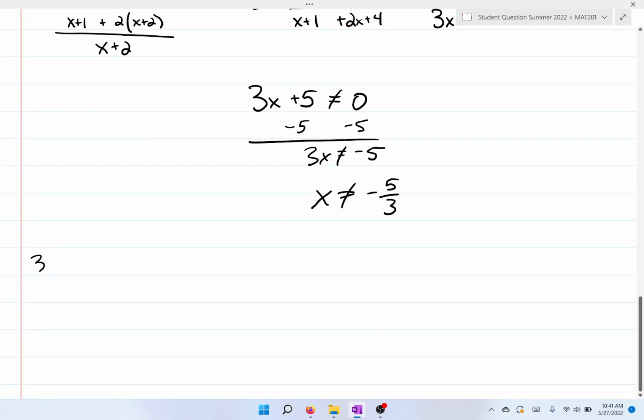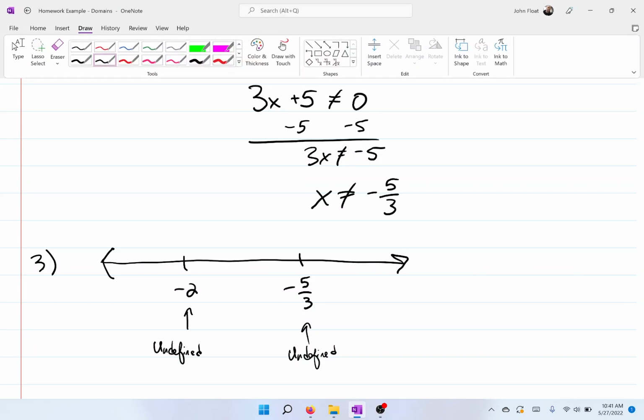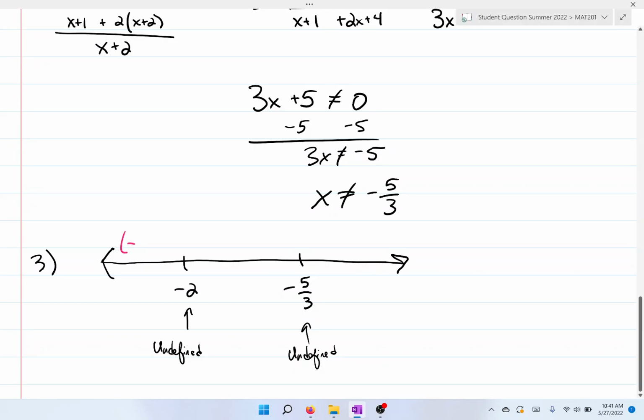Finally, my third step is I draw the little number line. Here's negative 2. There's negative 5 over 3. I know at negative 2, remember, it's undefined. Negative 5 over 3 is also undefined. So the intervals where we have a defined function will be negative infinity all the way up to negative 2, and then in between negative 2 and negative 5 over 3, and then finally negative 5 over 3 to infinity.